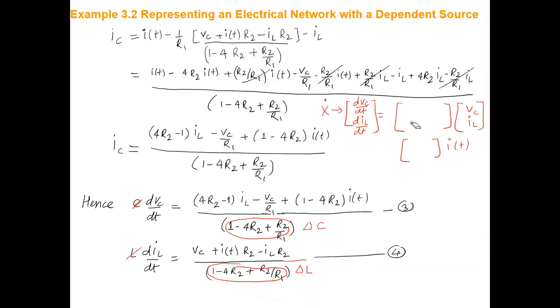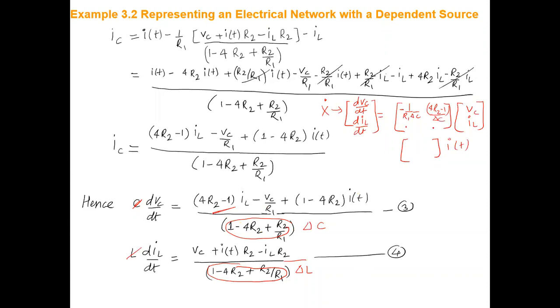So what is this based on this? So BC multiplied with, so BC here, right? Can I say minus 1 over R1 delta C? That should be C. Then, what next? IL, right? IL is this guy. For R2, minus 1 divided by what? Delta C, right?